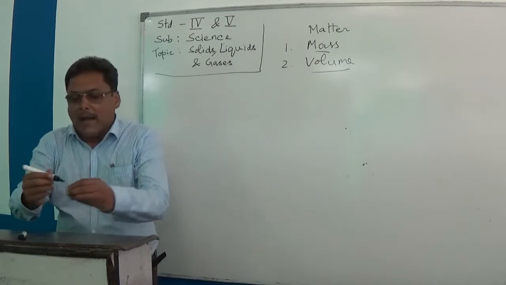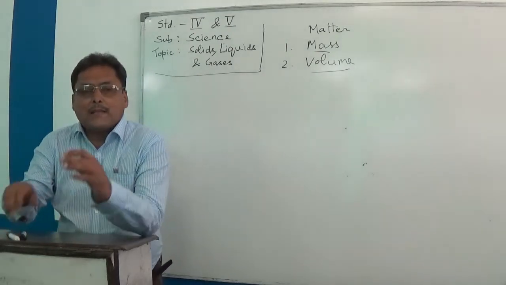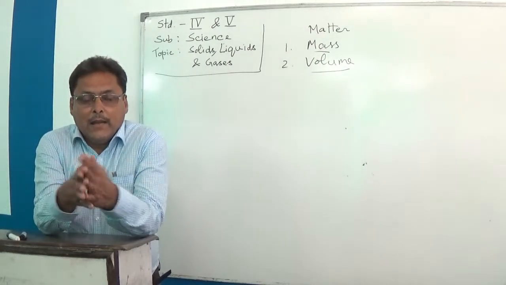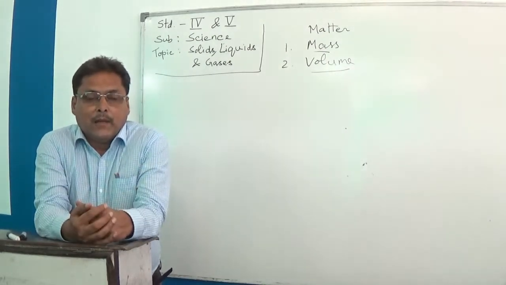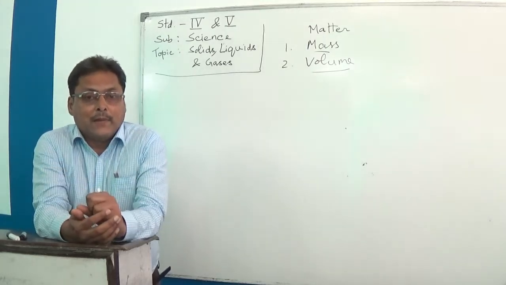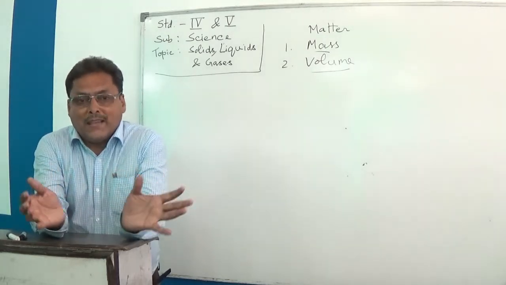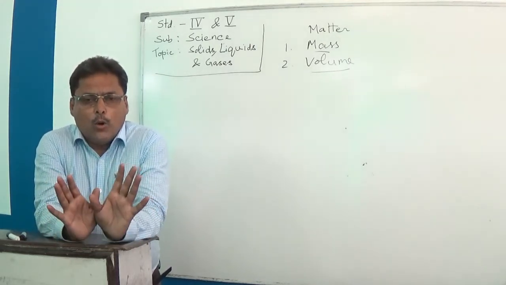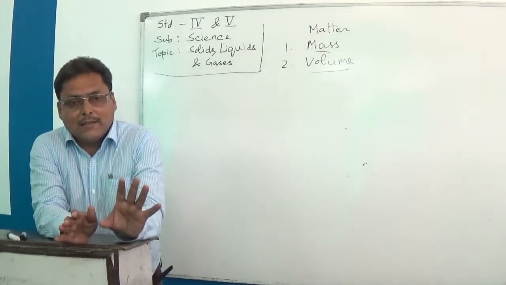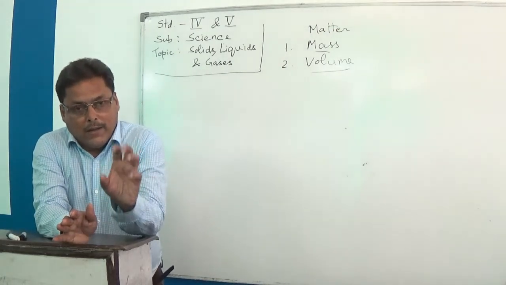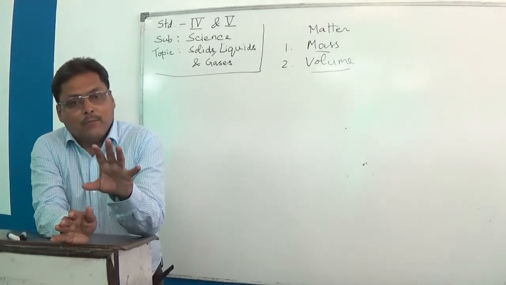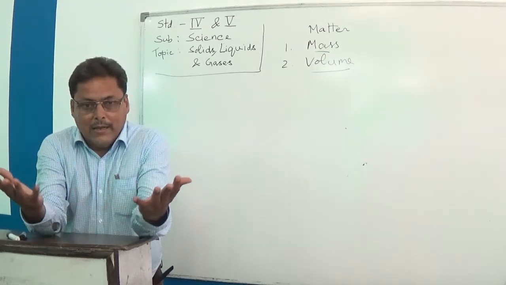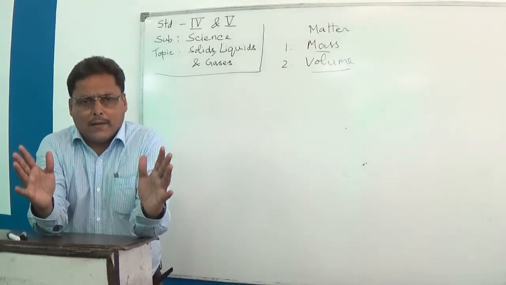What I mean by mass and volume: matter must be made up of something. It has some material inside it. It must have some weight. And the second point is that it must occupy some space. It needs some space to remain. So, matter is something that has mass, that has some material inside it, and has some volume because it occupies some space. Whatever we see around us, all are matter.